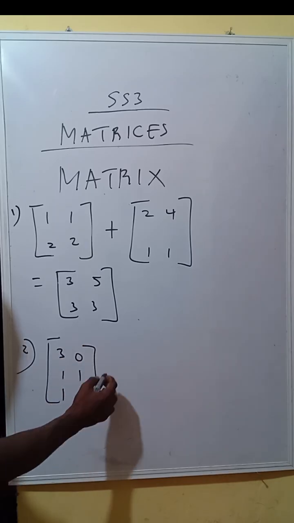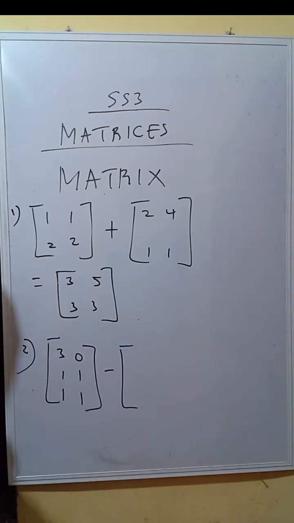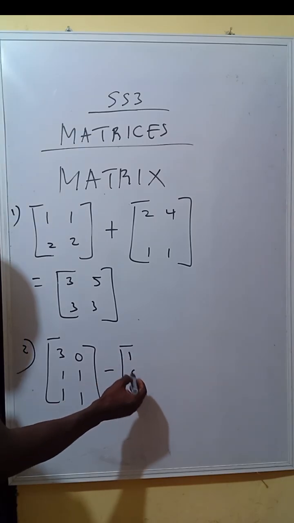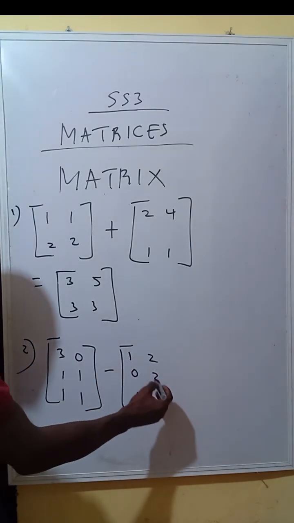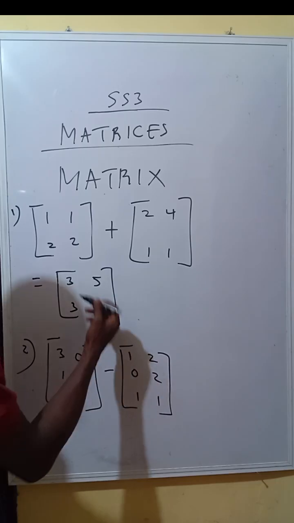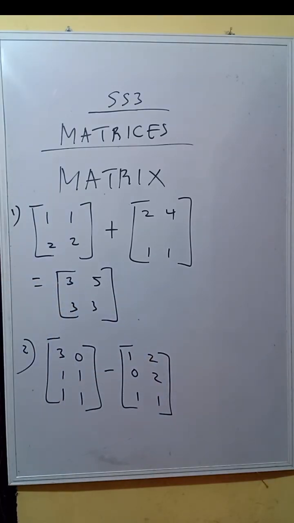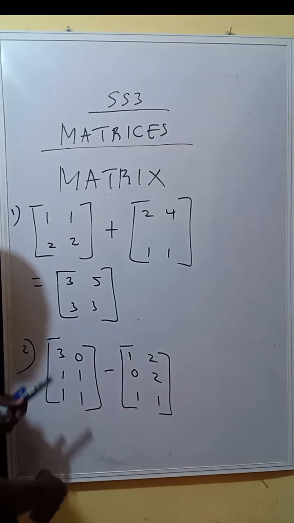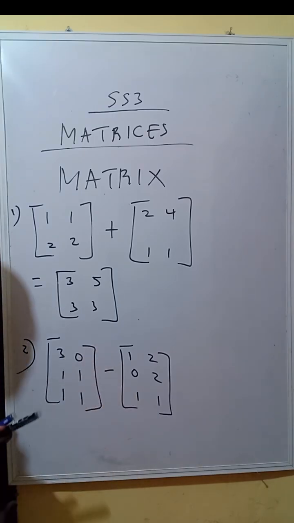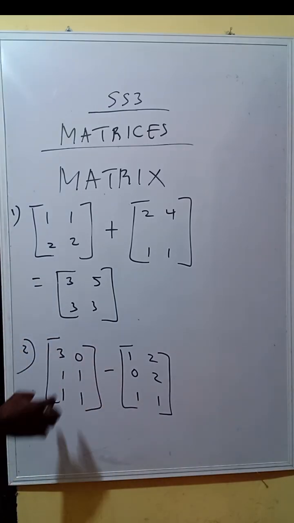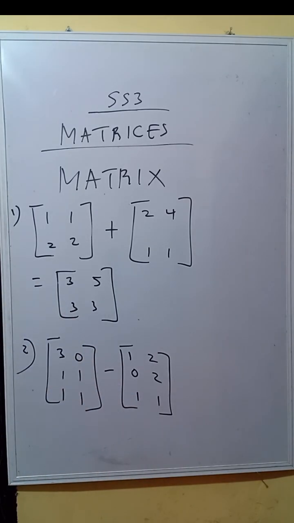The same thing that applies to addition applies to subtraction. You can't subtract two different matrices. They must be the same. They can both be square matrices, or 2 by 3 and 2 by 3, or 3 by 2 and 3 by 2. The two of them must be of the same shape, if I can use that word.